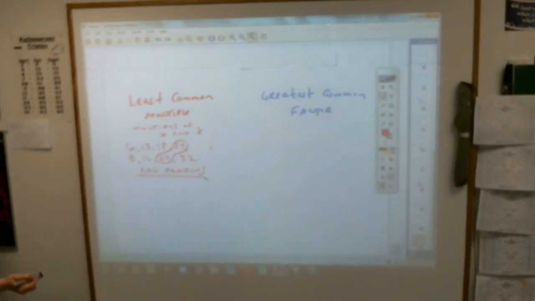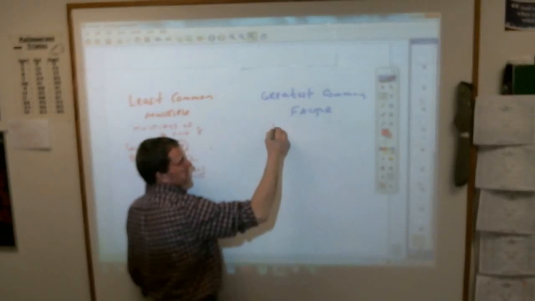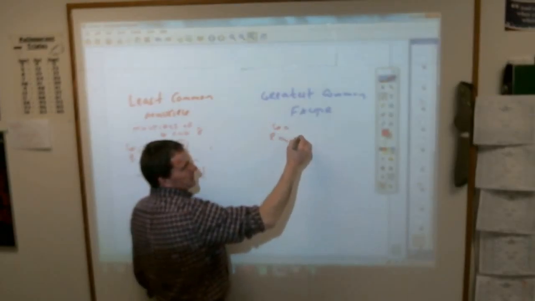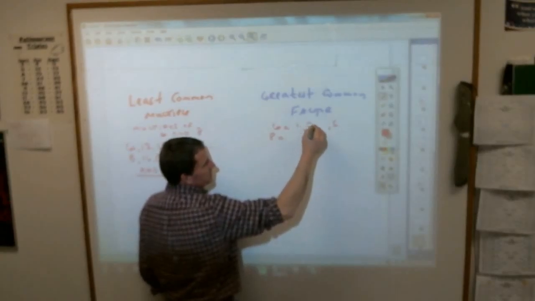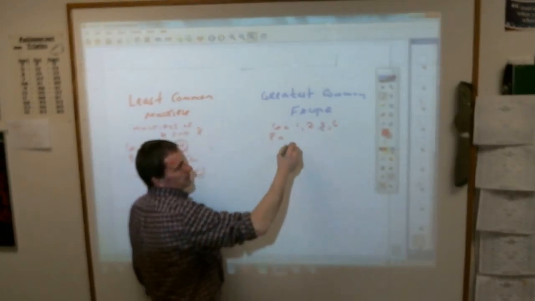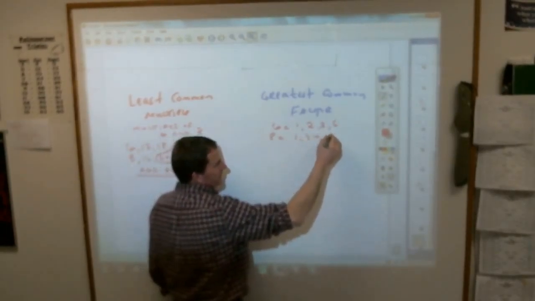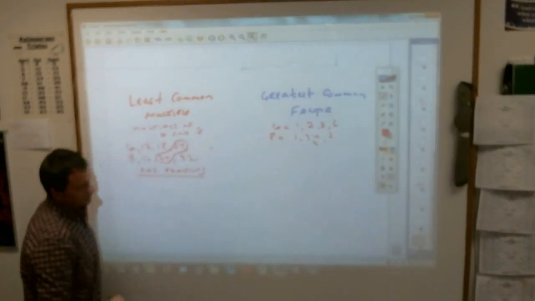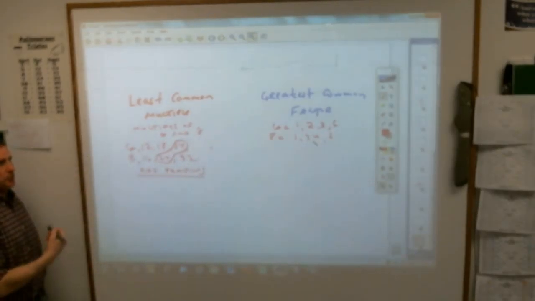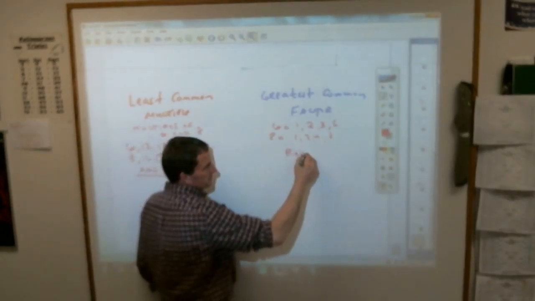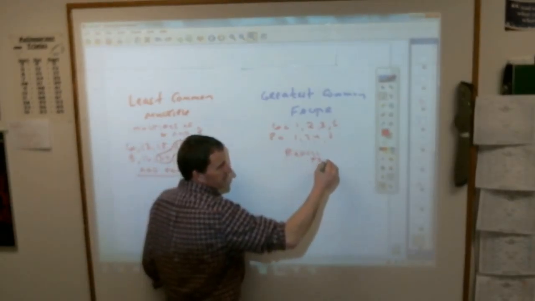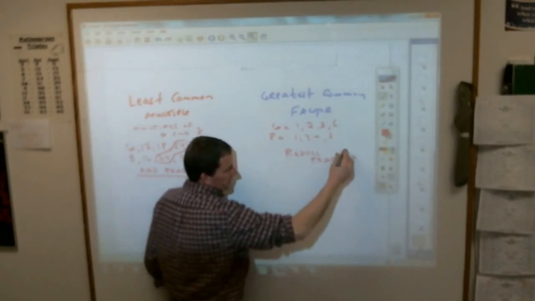Greatest common factor deals with factors. If I said factors of 6 and 8, what times what gives you 6? Well, 1 times 6 and 2 times 3. Factors of 8 are 1, 2, 4, and 8. We've done this since 5th grade. You use the greatest common factor when you reduce fractions. By the way, we did this last year, in 7th grade.